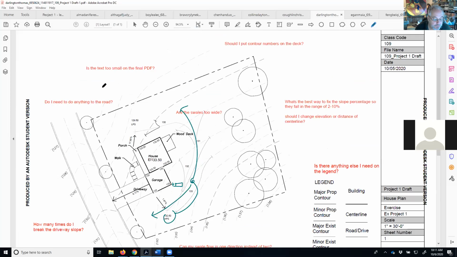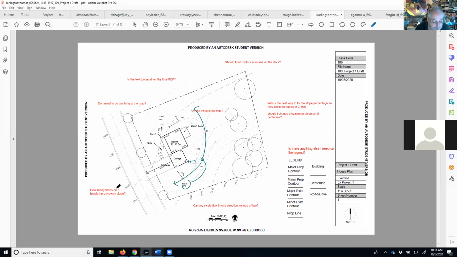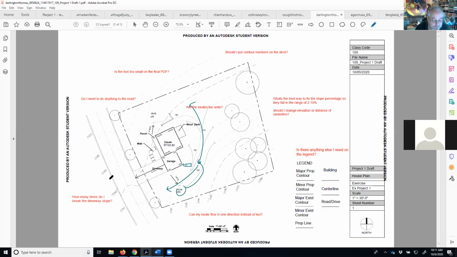Do I need to do anything to the road? Nope. How many times do I break the slope driveway? As many as you want. I think 2 would be more than enough, but you can do it as many times as you want. Can my swale flow one direction instead of 2? Not really. We will deal with some examples next semester where that might be true, but most swales will flow 2 directions.